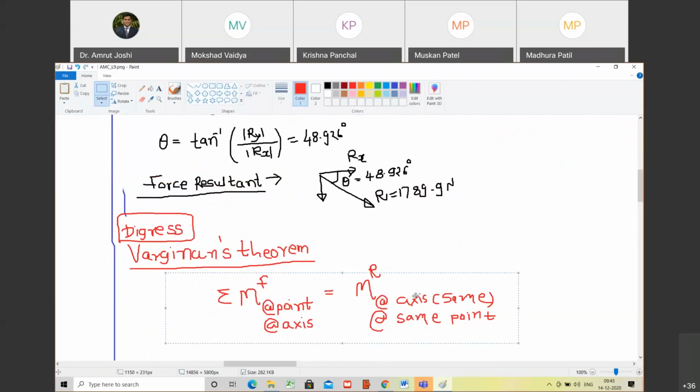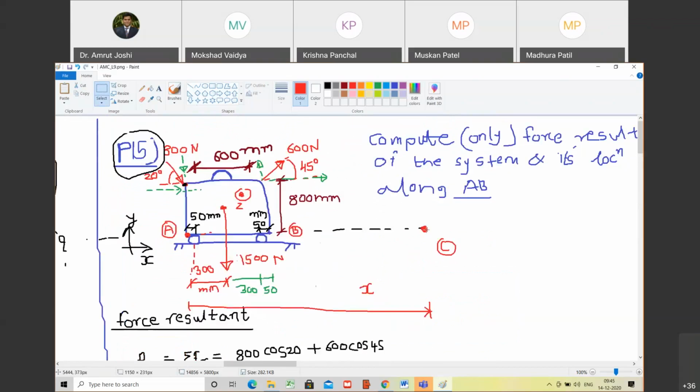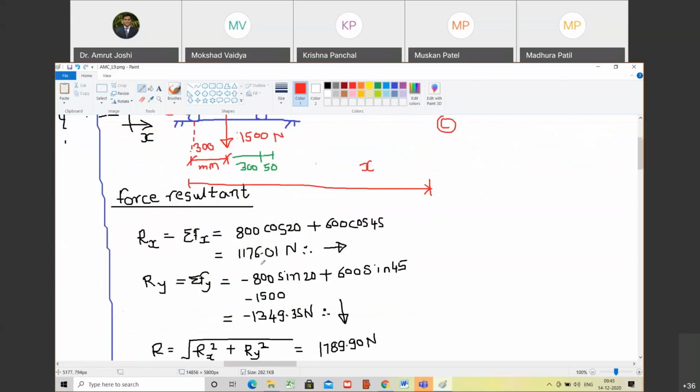So let us apply this Varignon's theorem in this situation. चलो, अब यहाँ पे देखो. I am finding out the resultant of all these forces, and I am saying that if it is acting at distance x, that is at point C, then the moment resultant is 0. Do you agree with me? Yes, sir.